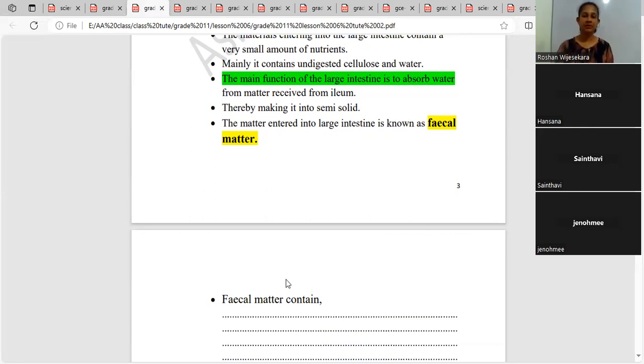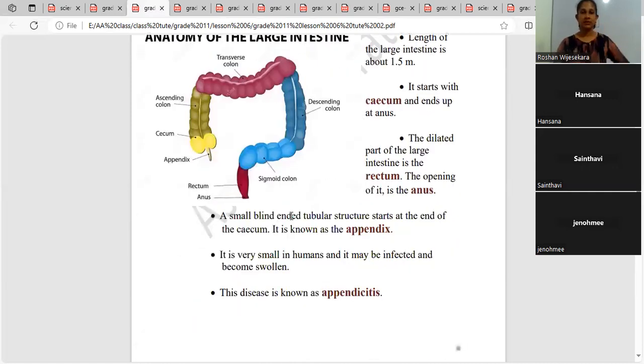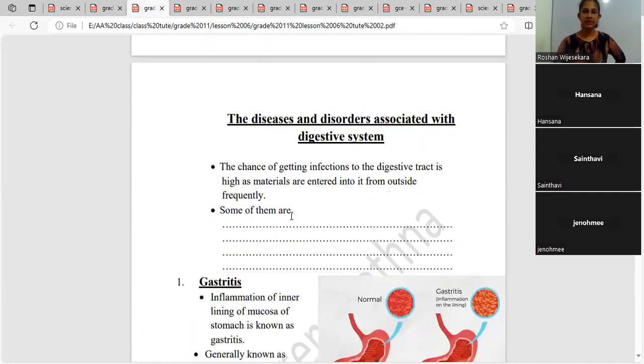We have written that here. That was also asked in a past question paper. Today we will discuss that. So many questions come from this lesson. Yes, those are the things we discuss.